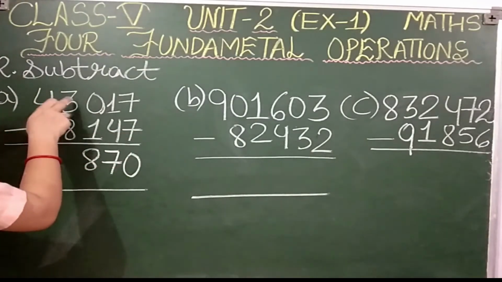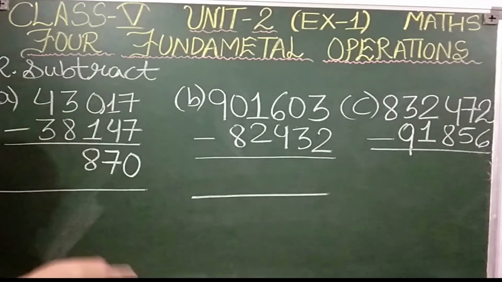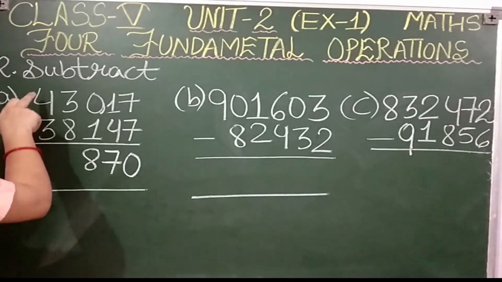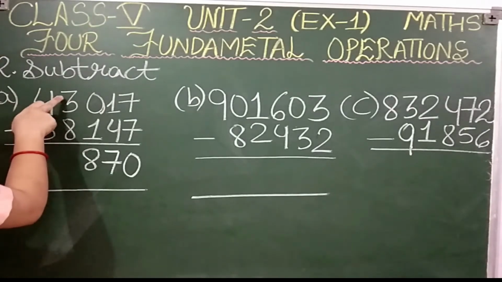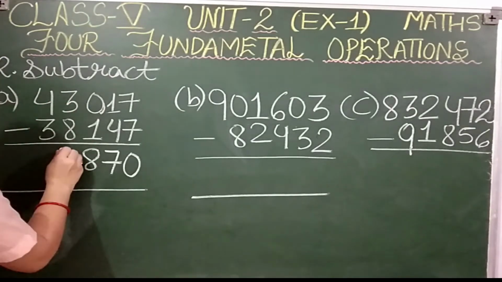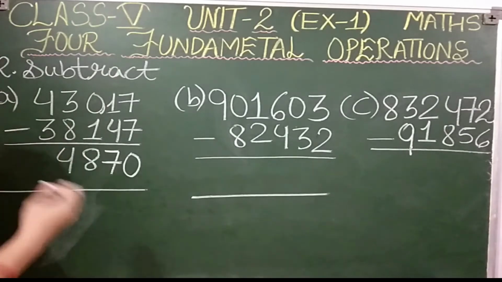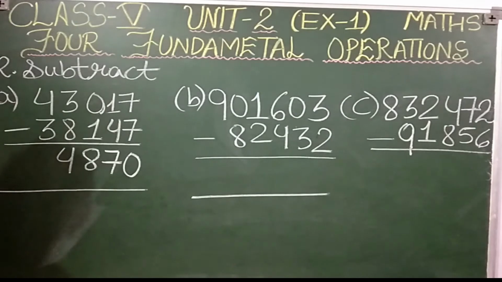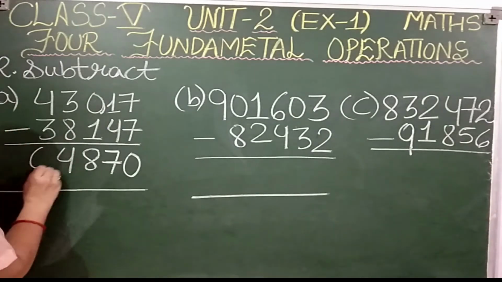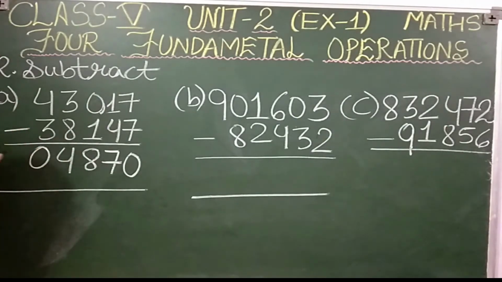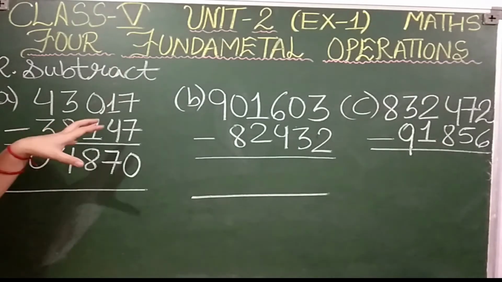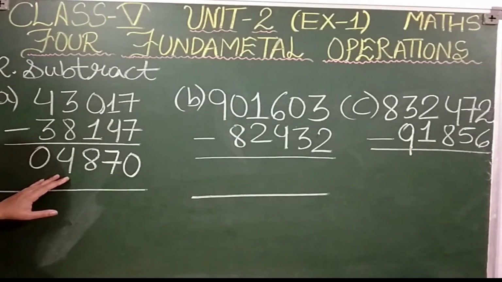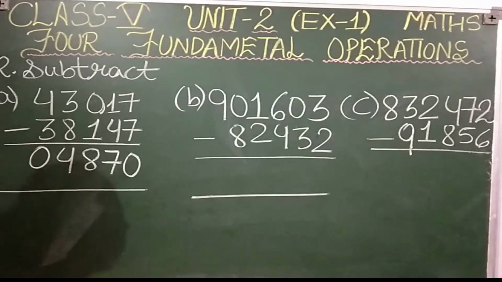Again I can't subtract 8 from 2. So what will I be doing? Again I have to borrow from the left digit. So 4 will give 1 to 2. Then it will become 12. 12 minus 8 will get 4. And with 4 it will be only 3. So 3 minus 3 we are going to get 0. So our final answer after taking 38,147 from 43,017 is 4870.